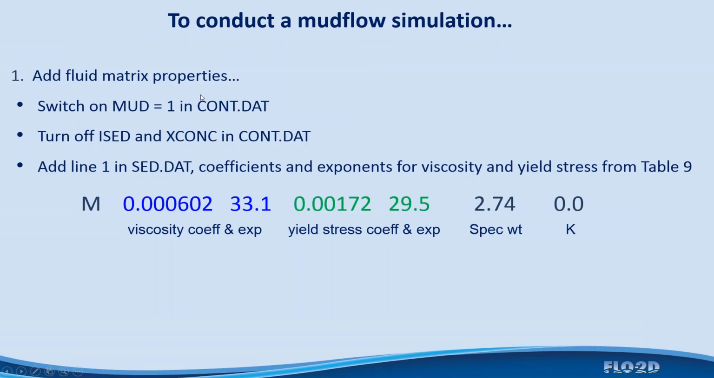So to conduct now a mud flow simulation in Flow 2D, what you have to do is switch on the mud switch in the control.data file. Turn off the sediment transport switch, the conventional sediment transport, where you're going to select the sediment transport capacity equation. And if you were just bulking the flow without modeling a mud flow or sediment transport, you could use the XCONC concentration factor, say 30% or 20%, and that would just bulk the entire flow for you.